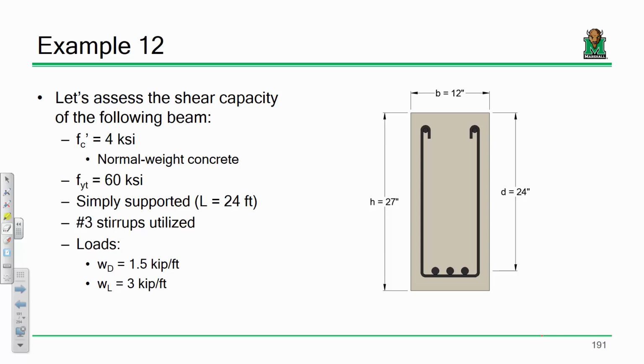Now we're going to say it's simply supported. It's 24 foot long, and number 3 stirrups are utilized. Now we're going to put 1.5 kips per foot of dead load on there. We'll say that includes self-weight, guys. And then 3 kips per foot live load. Actually, I'll check the example, make sure. I'm pretty sure that includes self-weight. I can't remember that.